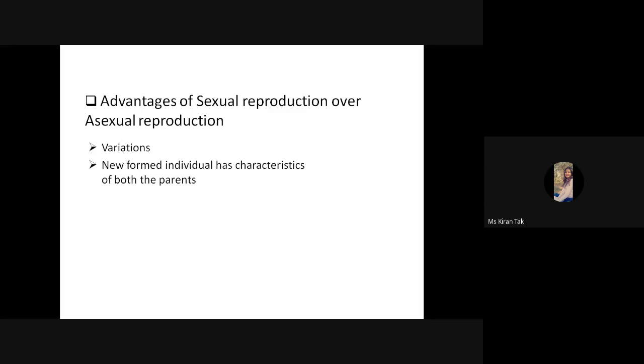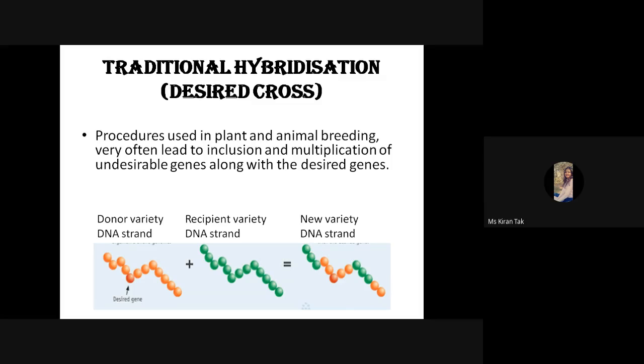Okay, so variation occurs due to the recombination that takes place when the two gametes are fused, due to which the new organism formed has the characteristics of both the parents. So, by taking the advantages of sexual reproduction, the traditional method is used to produce the required product. This traditional method is also known as traditional hybridization, or we can say desired cross.